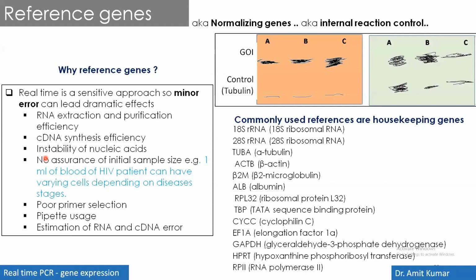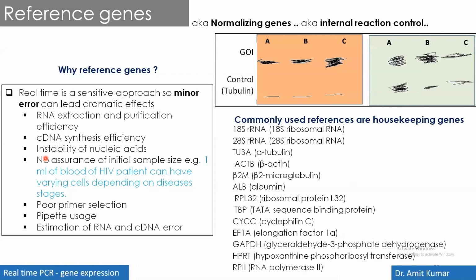In some cases, it is also not an assurance how you took the initial sample. One example is that suppose you took 1 ml of the blood of any HIV patient, so the patient can have different number of cells per ml of the blood depending on the disease stages, right? So it means that even though you took initial sample size as 1 ml, there are chances that the number of cells vary. Similarly, suppose you are working on an algal tissue or the plant tissue and you weigh 100 milligram as an initial sample for extracting RNA, there are chances that you can get either 1 or 5 milligram, or you can take 95 milligram. So those kind of small variations can lead to changes in the gene expression value.